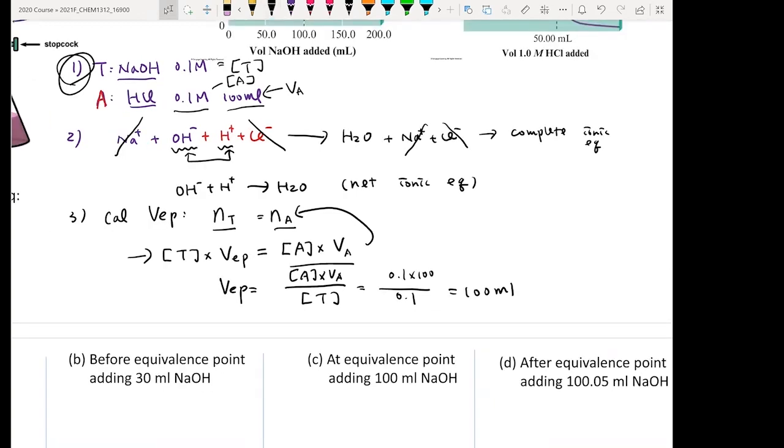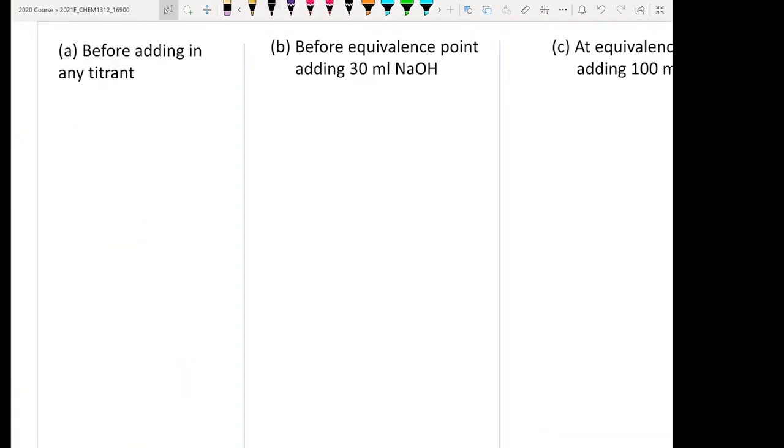So then we want to do step number 4, right? I want to calculate pH at different zones. Calculate the pH before you add in any titrant. So apparently this is zone number 1. Now you need to ask yourself, what solution do I have? Before you add in any titrant, the solution you have is just pure analyte, right? And your analyte is HCl solution, right? And the concentration is 0.1 M.